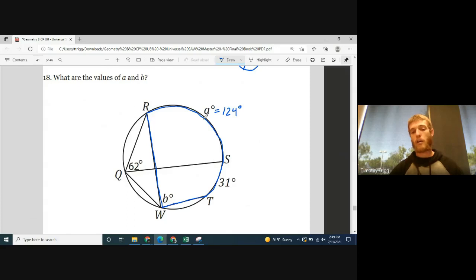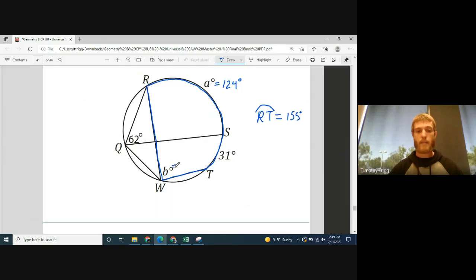The arc from R to T, this arc is how many degrees? Well, it's 124 plus 31 more. So that's 155 in this case. Okay, see that? So the B in this case is going to be half of that. Remember, the inscribed angle is half of that arc. So what's half of 155? 77.5 degrees.